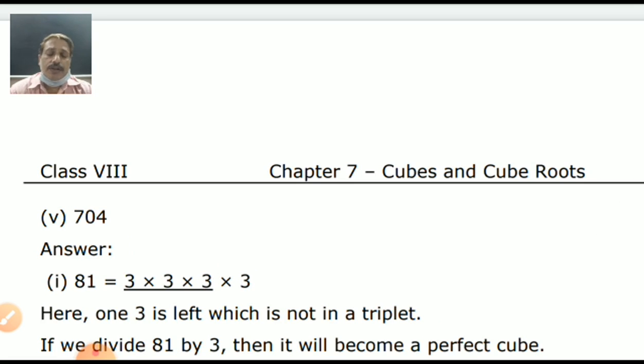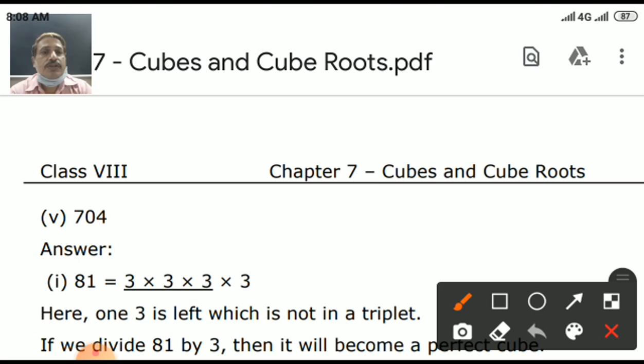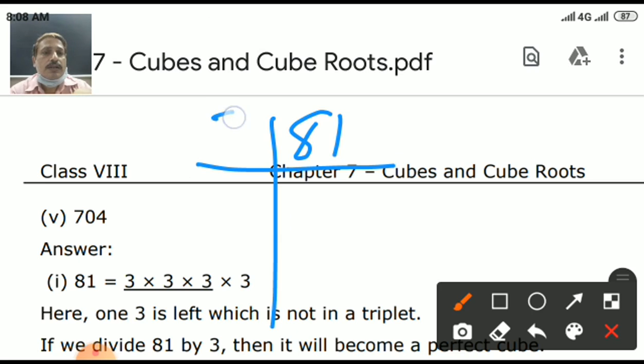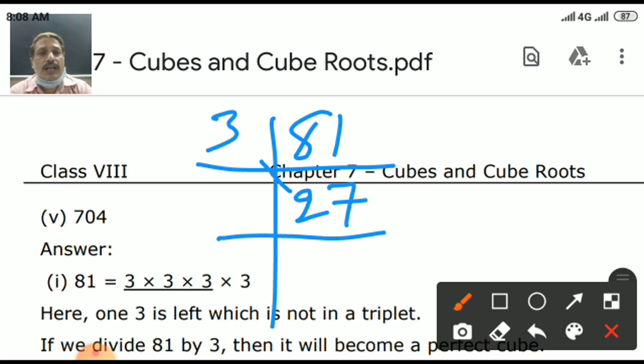Yes. So 3 into 3 into 3 into 3. How did I get this one? You had a doubt? Okay, see, I want to show you with the division method. 81 divided by 3, because it's an odd number. So 3 nines are 27, because we divide 81 by 3, 27. Or you can move here this way: 27 multiplied by 3 gives me, yes, 81.